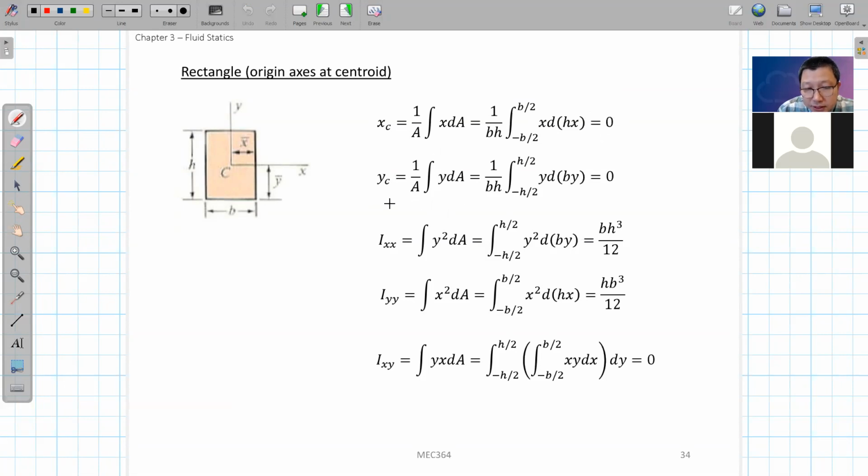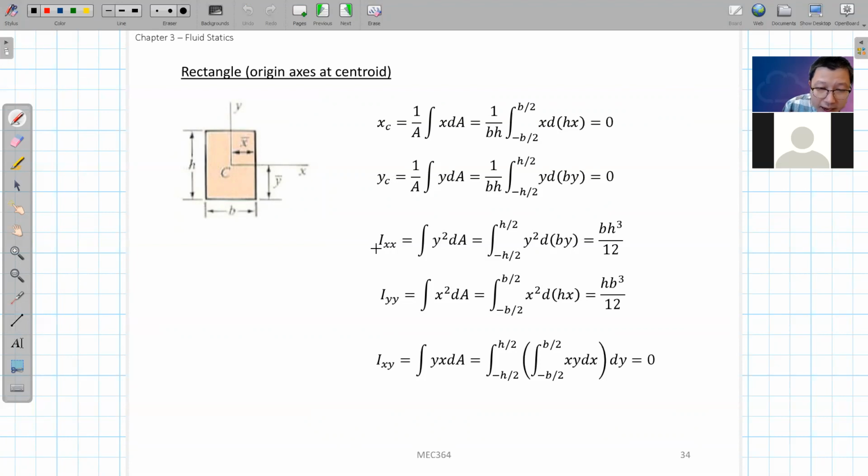Similarly, you can also do this for the y coordinate of the centroid, and you will also get 0. What this means is that the centroid of this rectangular flat plate is located at the center of the plate, because both x and y are equal to 0.